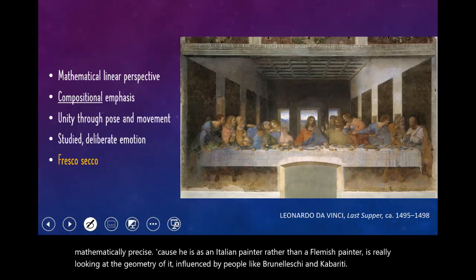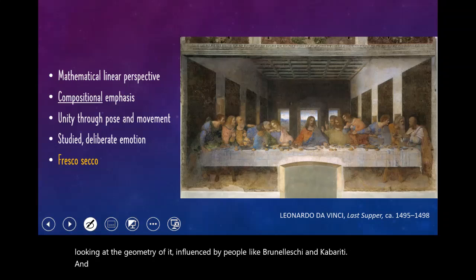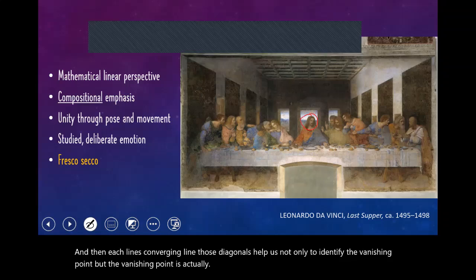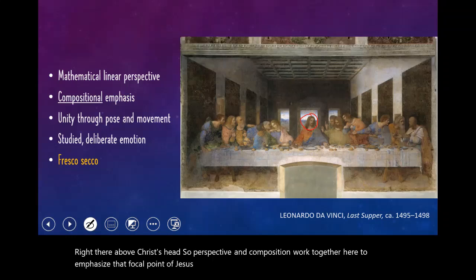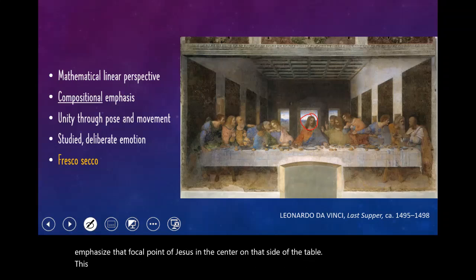And each line, each converging line, those diagonals, help us not only to identify the vanishing point, but the vanishing point is actually right there above Christ's head. So perspective and composition work together here to emphasize that focal point of Jesus in the center on that side of the table. This is the moment scripturally where Jesus says, "One of you will betray me."